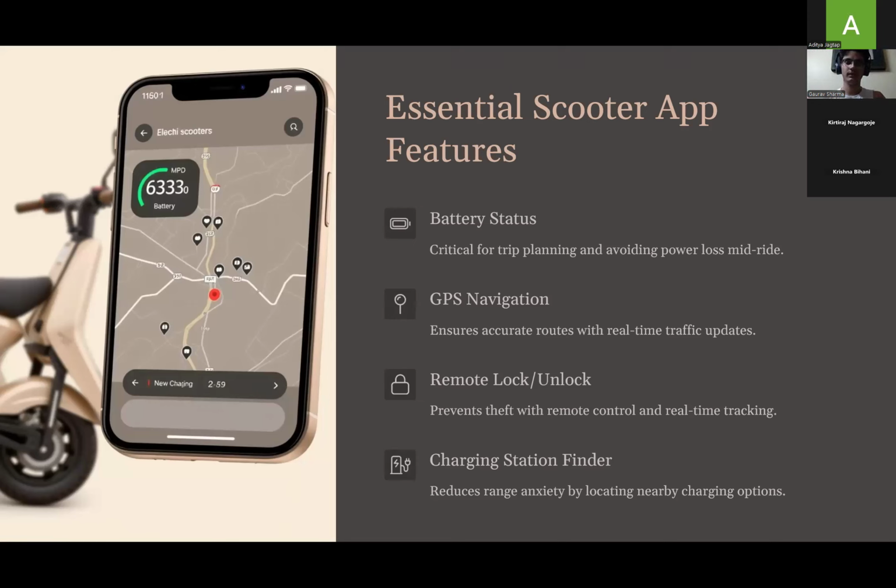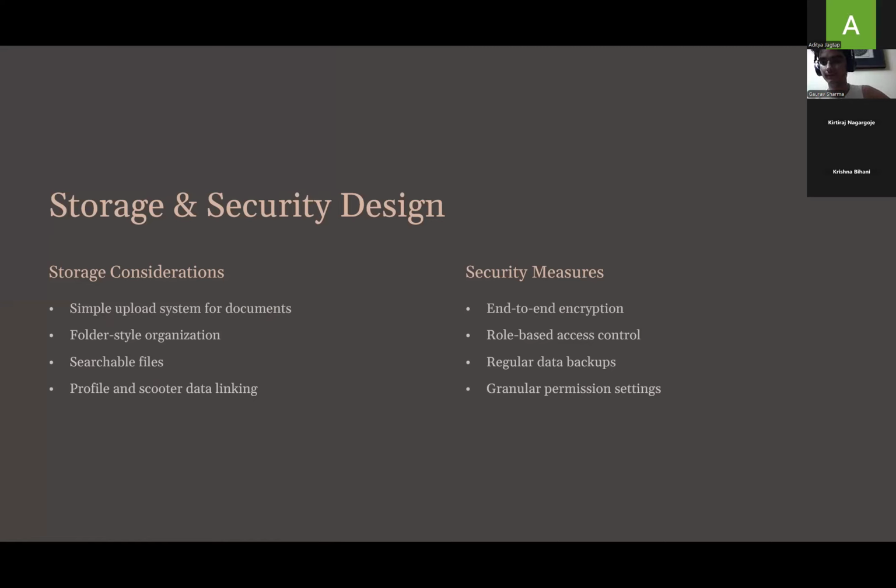Now, the first feature is battery status, which is critical for trip planning and avoiding power loss mid-range. Now, GPS navigation, which is really important, ensures accurate routes with real-time traffic updates. Now, remote lock and unlock. This prevents theft from remote controls and real-time tracking, which is very helpful. And charging station finder. This will reduce anxiety by locating nearby charging options and make it easily accessible for everybody.